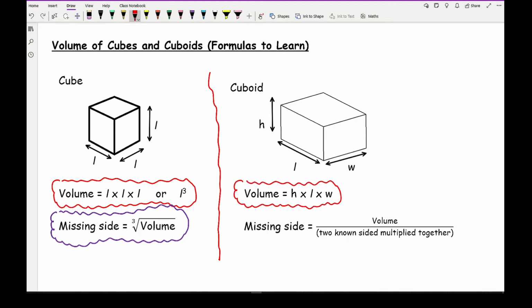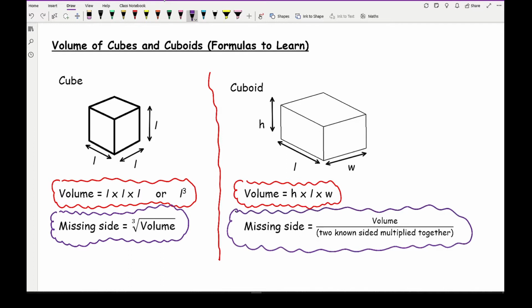Now if you've got a missing side and you look at a reverse question with a cuboid, then all we need to do is divide the volume by the two sides that you do know. And again, we'll go through some examples of where we would use this particular scenario together. But if you're making any notes, then these are definitely four formulas that I would write down. However, the ones in red are going to be the ones that are most important.